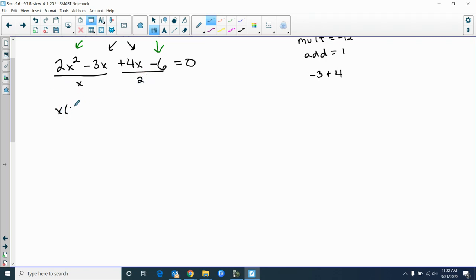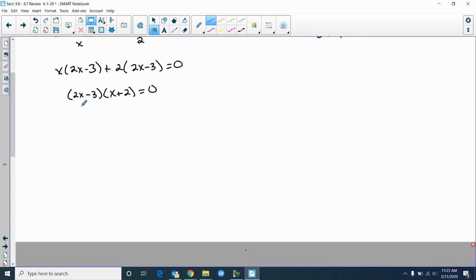So if I take out an x, and now when I divide both by 2, make sure you put a plus, whatever that middle sign is, put that with the GCF. I get another 2x minus 3. We want those two parentheses to match up. So there I get 2x minus 3 times x plus 2. 2x minus 3 equals 0. X plus 2 equals 0.